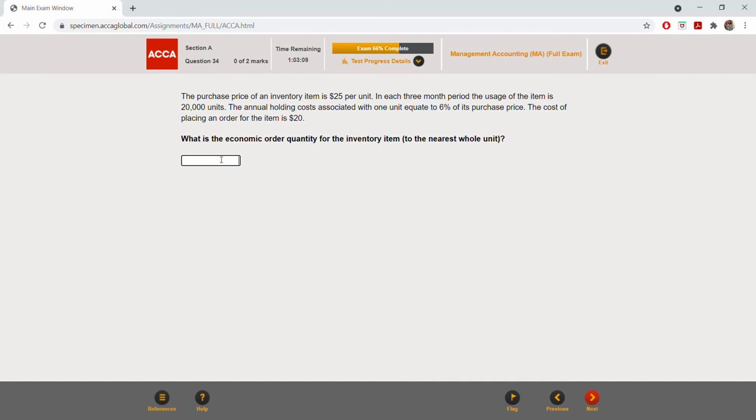So it is 2 into 20 into 80,000, divided by 25 into 0.06. Why 25? Because purchase price is 25 per unit. And why 0.06? Because 6% annual holding cost. So take the square root, it will be 1,461. Sorry, 1,461.